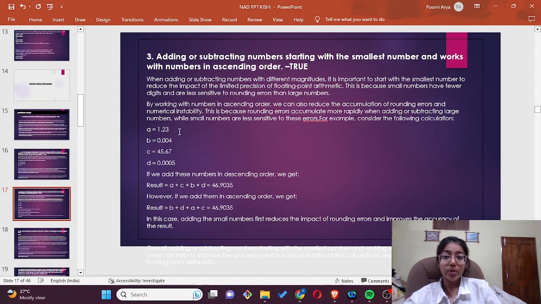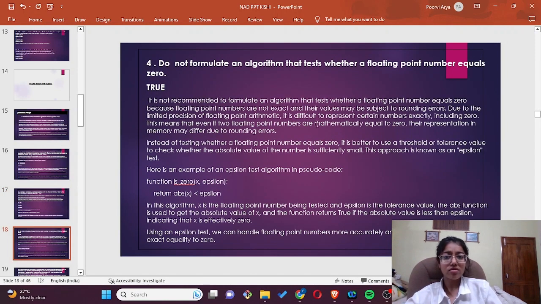Let's say A is 1.23, B is, all these are numbers. If we add these numbers in descending order, we get the same answer. And if we add the numbers in ascending order, we get the same answer. So adding the small number first reduces the impact of rounding error and improves accuracy of the result. So it is true. Do not formulate an algorithm that tests whether a floating point number equals 0. So this is also true because it is not recommended to formulate an algorithm that tests whether a floating point number equals 0, because floating point numbers are not exact and their values may be subject to rounding errors.